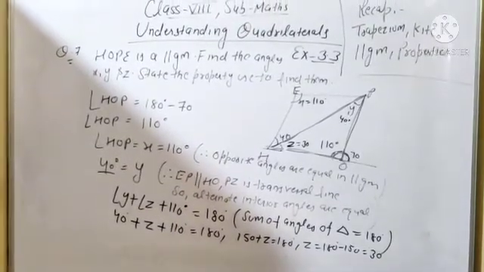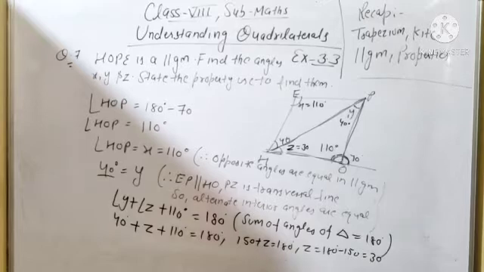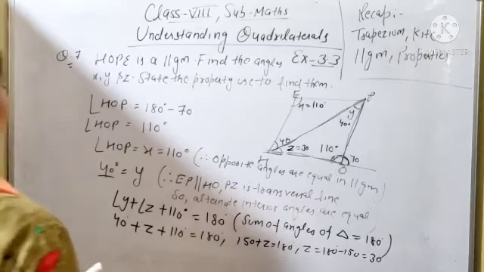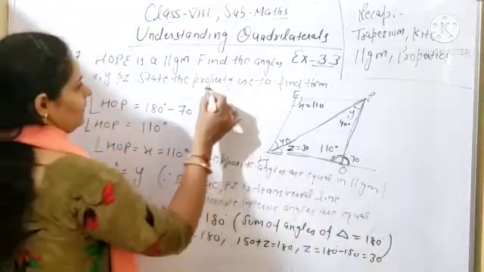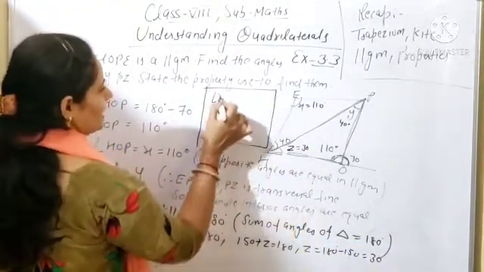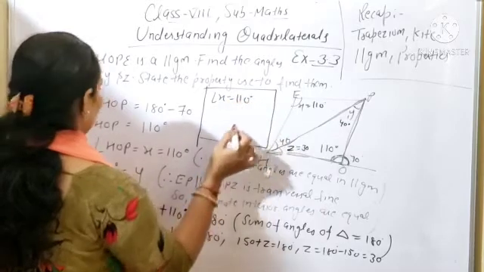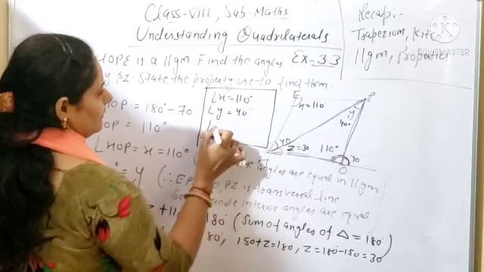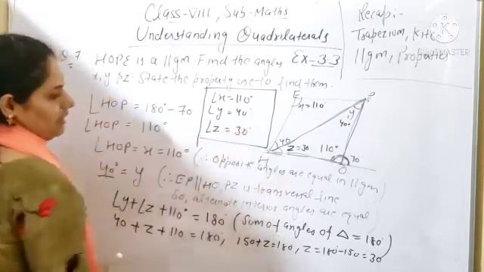I think now it's visible. Okay. So Z will be equal to 30 degrees. Y is 40, plus Z plus 110 is equal to 180. So 150 plus Z is equal to 180. So Z will be 180 minus 150, so it will be equal to 30. So you have to find out all the unknown angles. So you can write here: angle X will be equal to 110, angle Y will be equal to 40, and angle Z will be equal to 30 degrees.